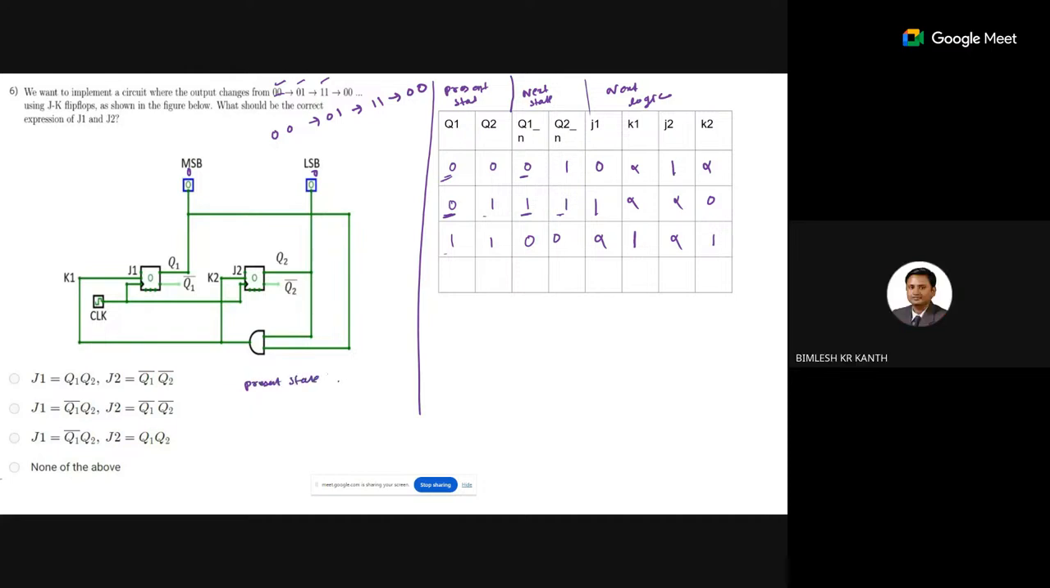No, you are sharing. You are writing somewhere else? No, on the screen, on the left. Yeah. Okay. Present state and the next state, right? And what will be the input J and K N?